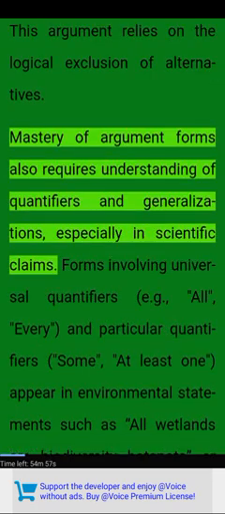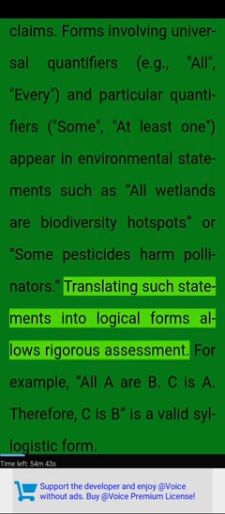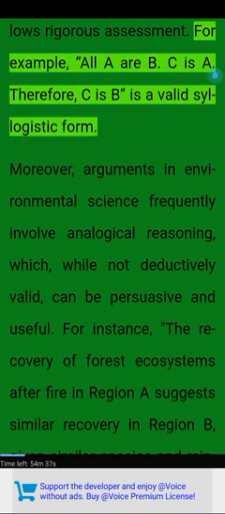Mastery of argument forms also requires understanding of quantifiers and generalizations, especially in scientific claims. Forms involving universal quantifiers, e.g., all, every, and particular quantifiers, some, at least one, appear in environmental statements such as, all wetlands are biodiversity hotspots, or, some pesticides harm pollinators. Translating such statements into logical forms allows rigorous assessment. For example, all B is C, A is B, therefore, A is C, is a valid syllogistic form.